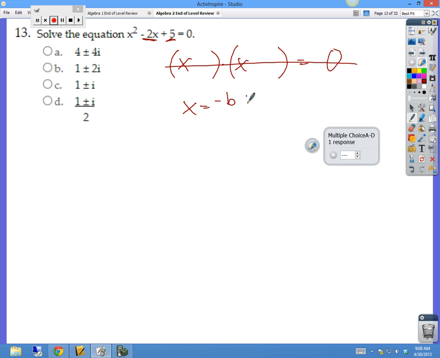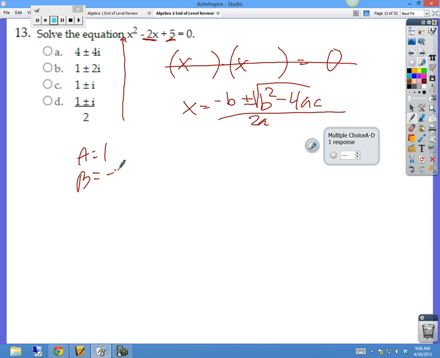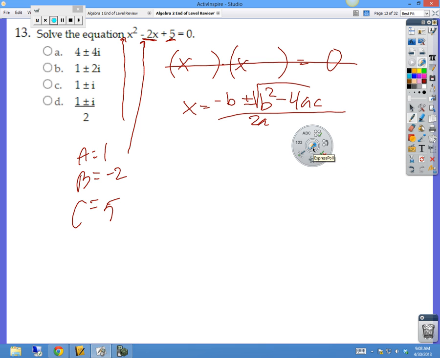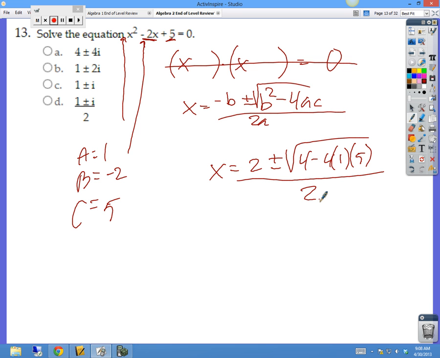So if that's not going to work, you've got to use the quadratic formula. X equals negative b plus or minus the square root of b squared minus 4ac, all over 2a. So a is going to be 1. A is the number of your x squared. B is going to be a negative 2, and c is the constant, the 5, all by itself. So it's going to be x equals 2 plus or minus the square root of 4 minus 4 times 1 times 5, all over 2.